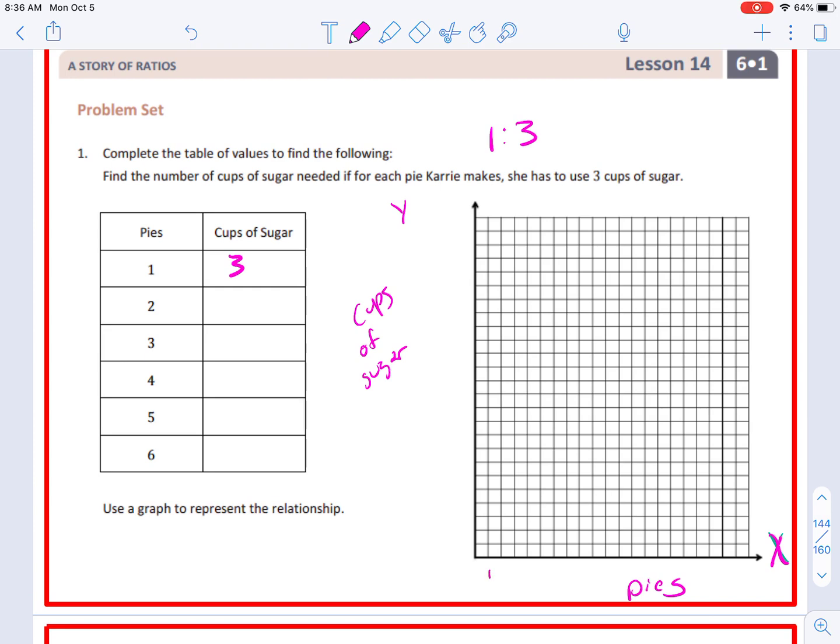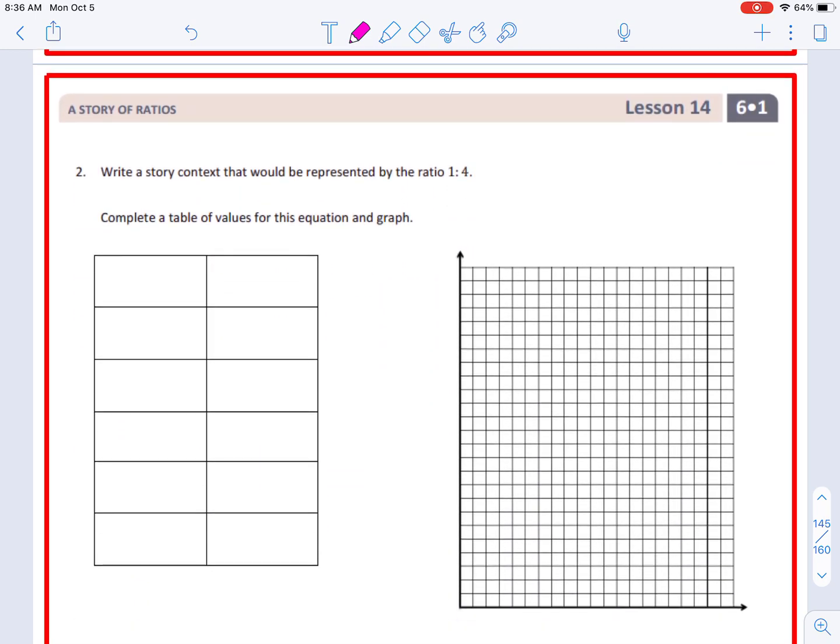I can go 1. I can skip a line in between numbers. If you don't like that, you don't have to. And then here I'm just going to count up by 3s. 3, 6, because I am completing my table. And then plot your points.